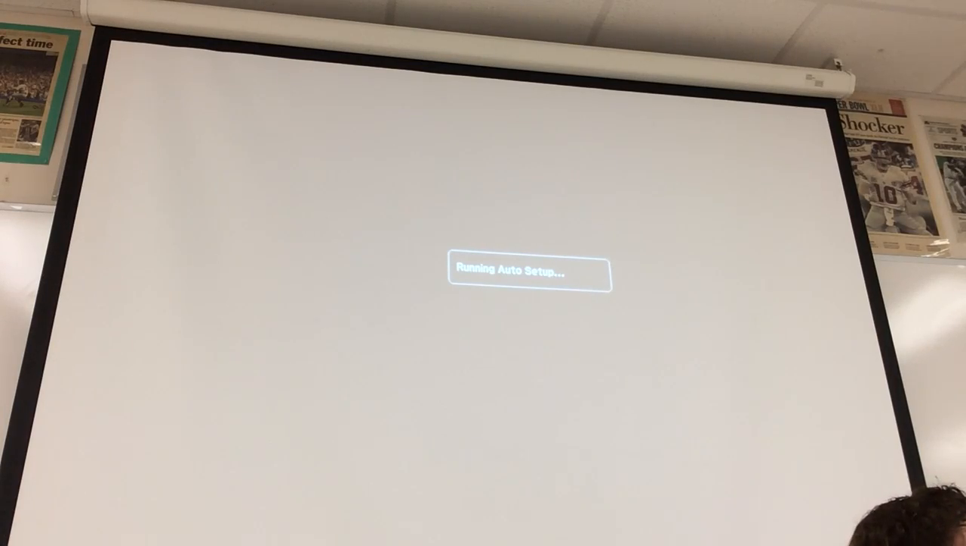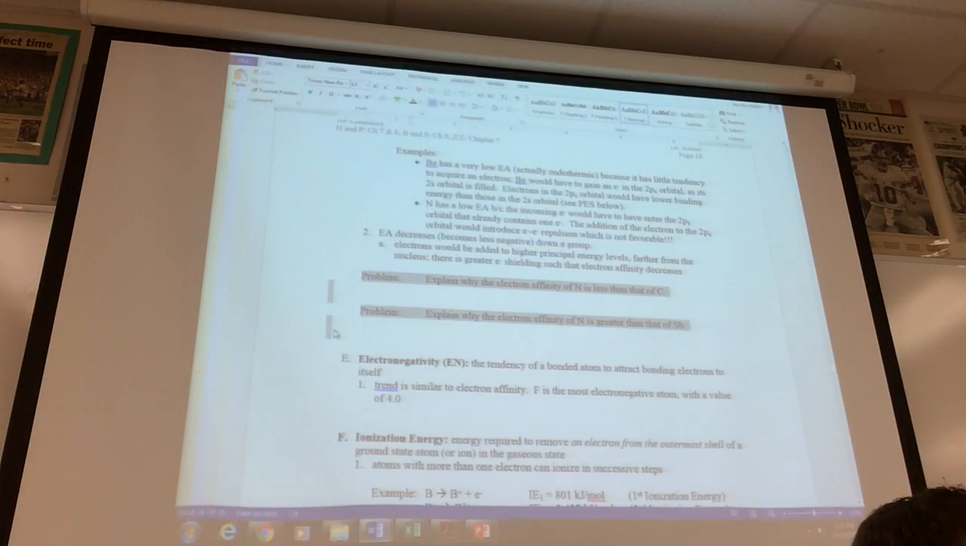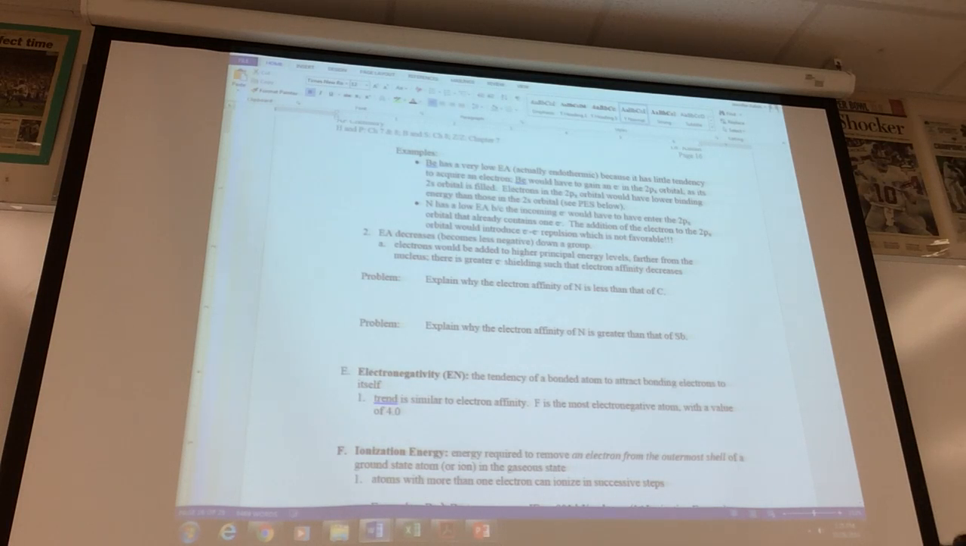The other thing you really want to make sure you can do is explain. Can you explain? Here are two problems right here. The second one is super easy. Let's do that together. The second one says, explain why the electron affinity of nitrogen is greater than that of antimony. Why would nitrogen have a greater electron affinity?